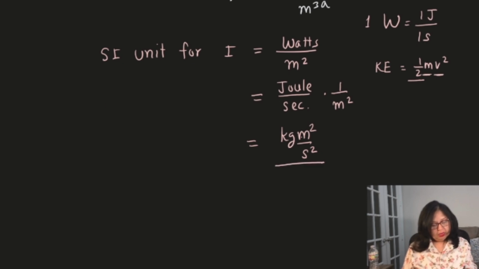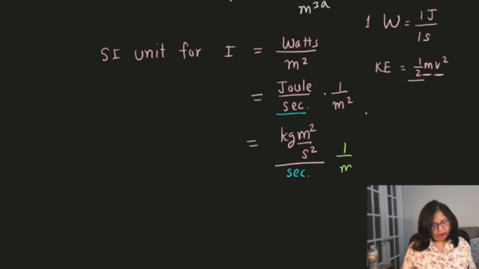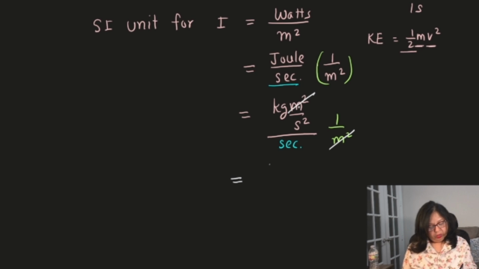Divided by this second times 1 over meter square, which is this one here. Where does this take us? Now we have this meter square at the top, which cancels out this meter square at the bottom. What does this give you? Kilogram divided by second cubed. How come? This second squared times this second.